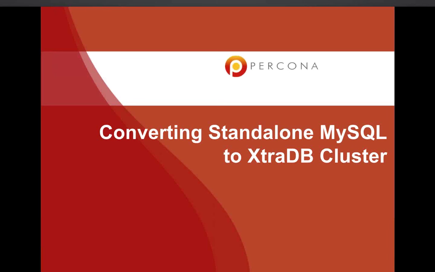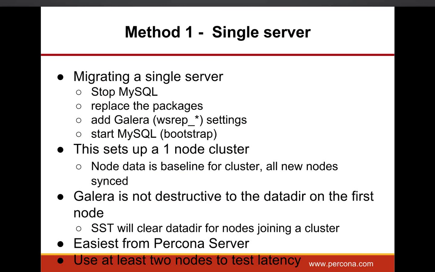And realize when you do a bootstrap on a single node, it's really easy to roll back. You just put the old packages back in, take out the WSREP settings, and you've migrated back. It's not destructive to the data directory. So the first node, when you do a bootstrap, it's just taking whatever data is already there. Now, if you add other nodes that connect up to this first node, any node that's doing a state snapshot transfer, because it's joining a cluster and the cluster is saying, hey, you need my data, it's going to clear its data directory. So be careful of that. But the first one that you do should not do that.